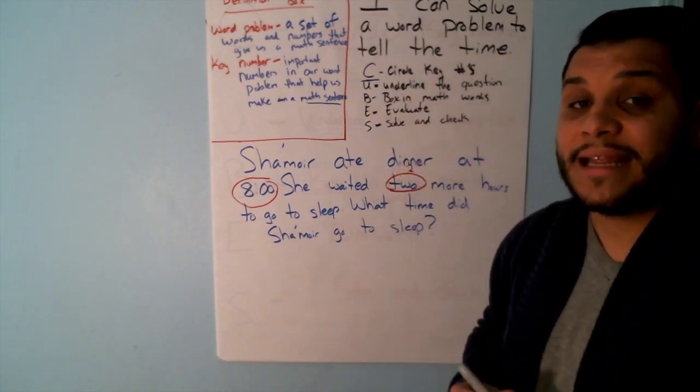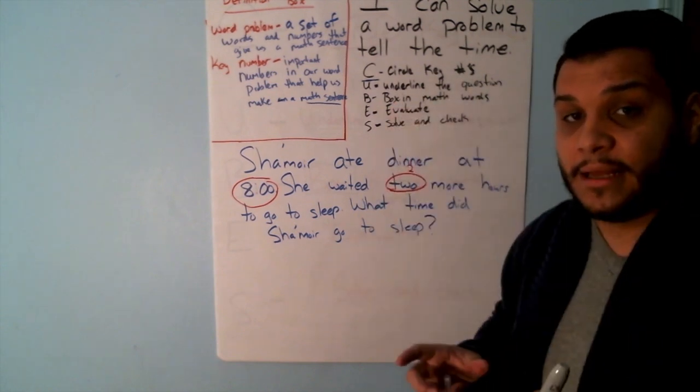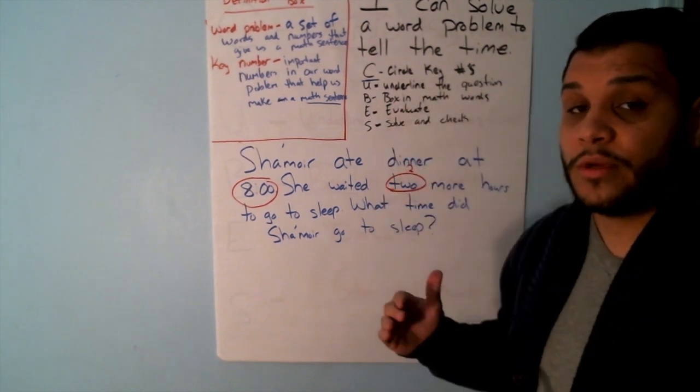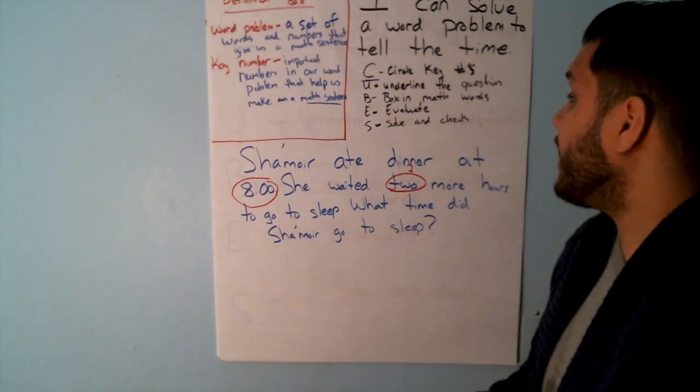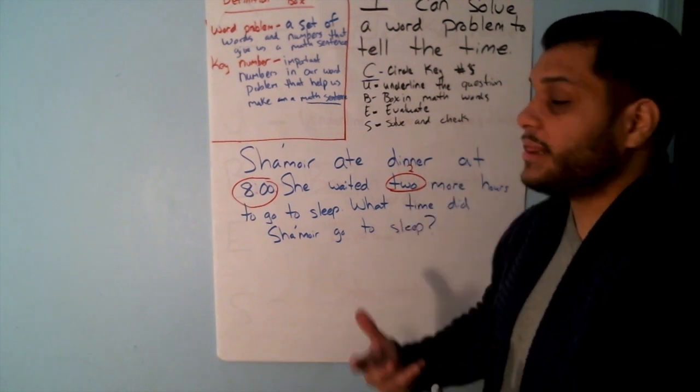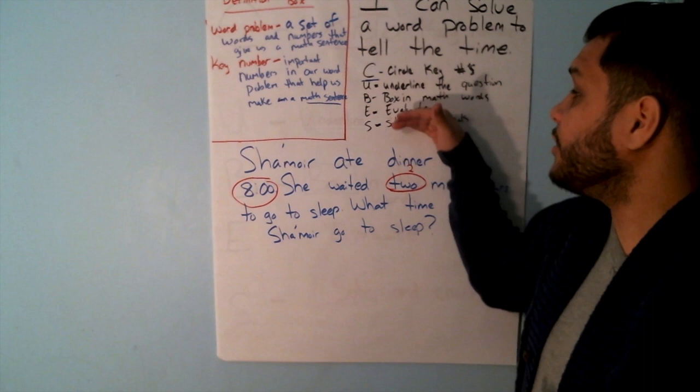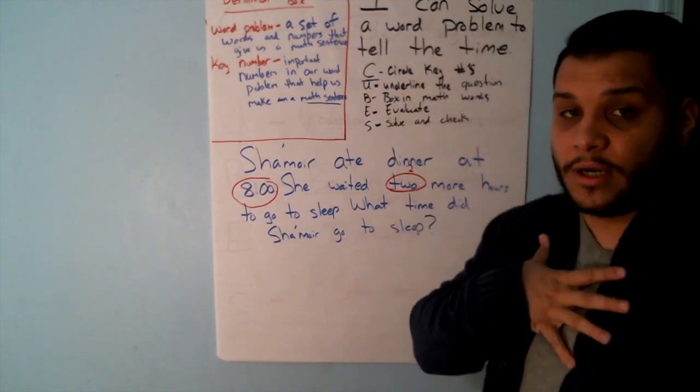Like I said, today we are focusing on our C. But we want to do the rest so we can get into the habit of that. Our U says underline the question. Because we're not focusing on U, B, E, or S, I'm going to walk us through it.